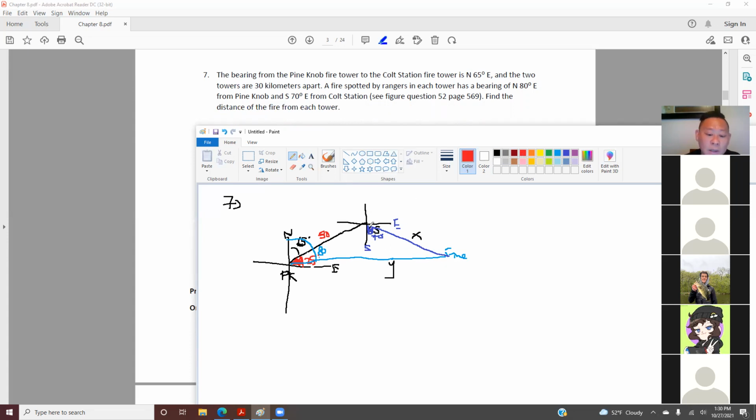So can someone tell me what is this angle? This is 70 from the 70 east. What is this angle? Anyone? Because if you know this angle would be good. Anyone know this angle?